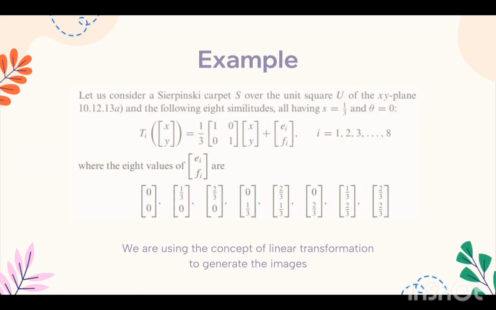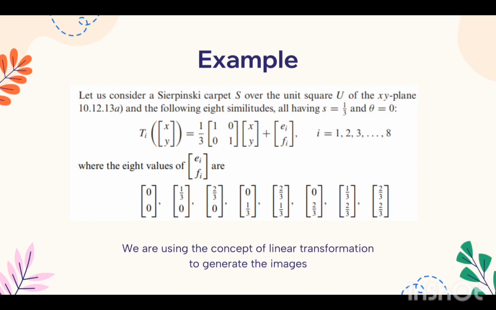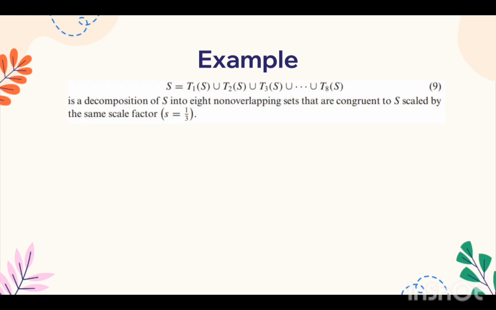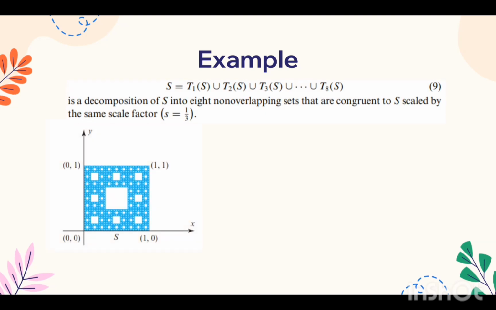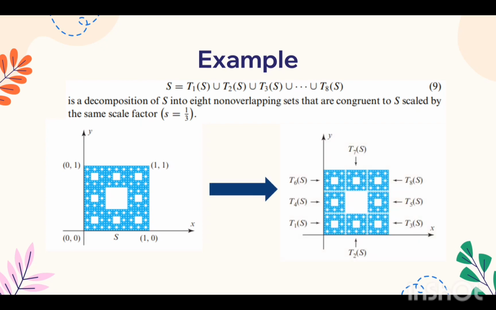Now, let's see an example that uses it. We are going to try to generate this Sierpinski carpet. By setting s equals 1 over 3 and theta equals 0, we will get the following transformation. Taking the 8 values that are on the screen will give us the coordinates of all the subdivisions of the Sierpinski carpet. This is how we can create a fractal using a concept in linear algebra.